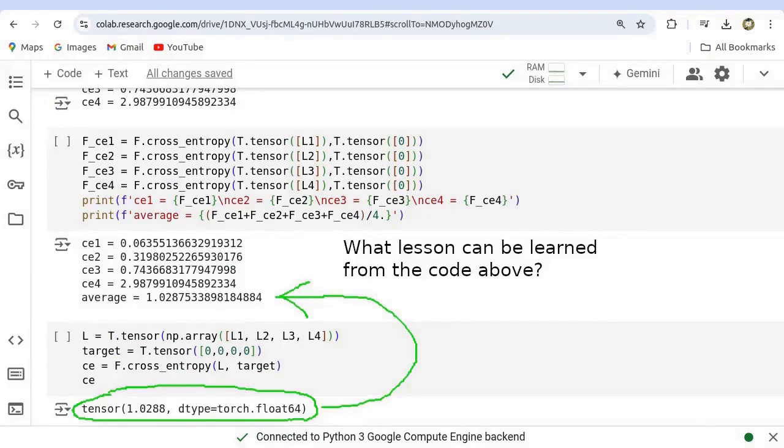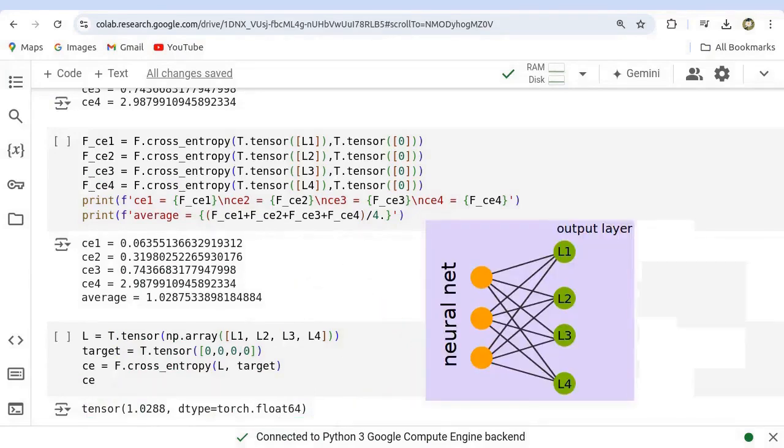What lesson do we learn from the above code? Logits are the raw outputs of a neural network, before the activation function is applied. The softmax function is commonly used in neural networks for classification tasks, to convert the logits into probabilities. Logits are also known as raw output scores in some contexts.